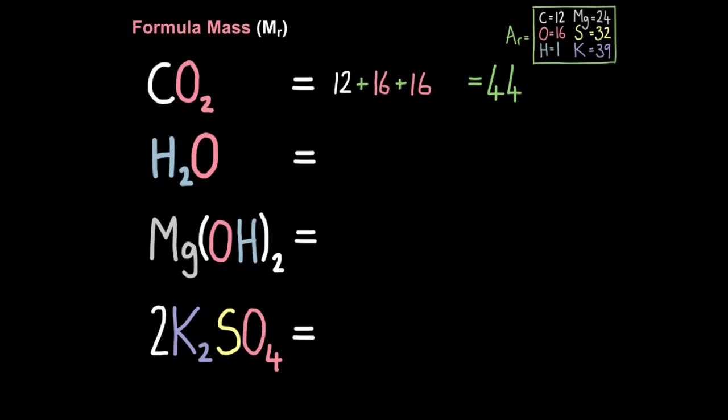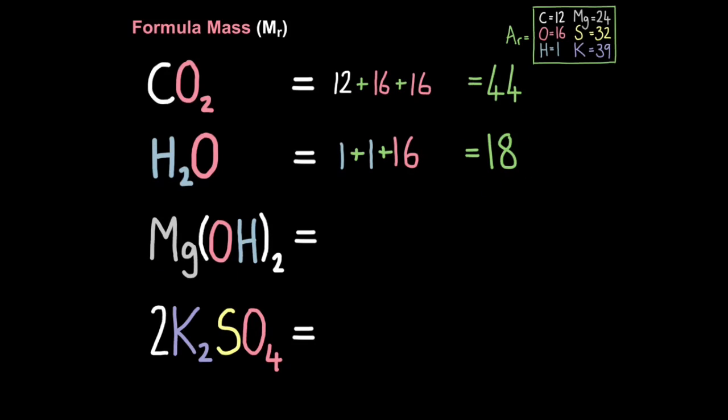So why don't you pause now and have a go at working out the formula mass for these molecules? Okay, here's the answer. Water, very easy. We have 2 hydrogens which have a relative atomic mass of 1 each, so we do 1 plus 1, and 1 oxygen, which is 16. So the formula mass for water is 18.